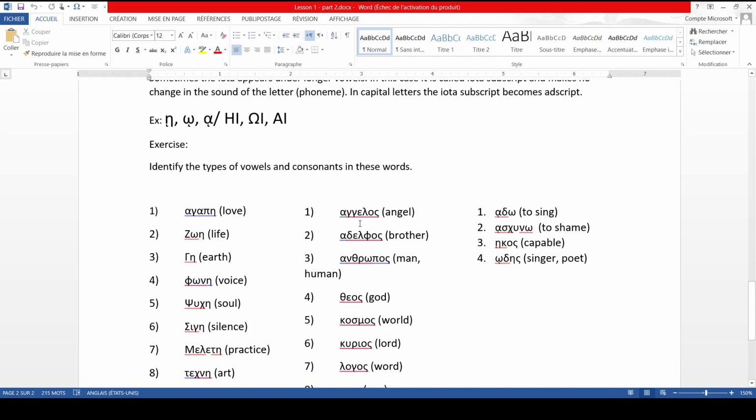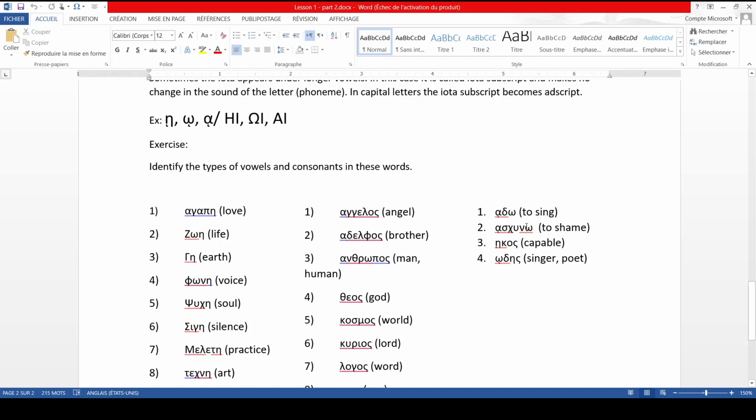Lambda is a consonant, right? But which kind of consonant? It's a liquid consonant. Lambda, liquid. Omicron is a vowel. Which kind of vowel? It's a short vowel. Sigma. You remember? This is our sigma at the end of the word, the open form. Sigma is a consonant, and this kind of consonant is called sibilant. So they're part of the other consonants.